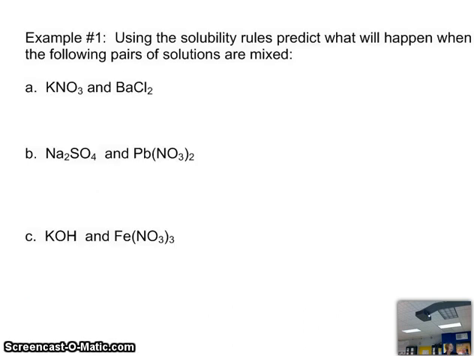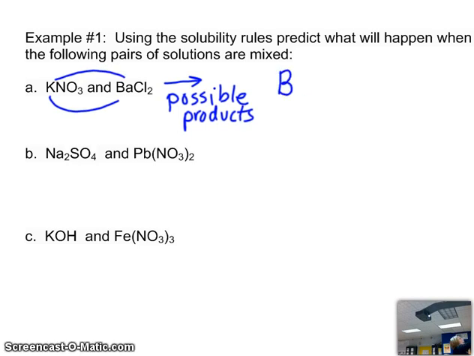Okay, so example number 1: use the solubility rules to predict what will happen when the following pairs of solutions are mixed. Two salt solutions always undergo double replacement. They undergo wife swapping. So your possible products are, again, they'll just wife swap. So the Ba will be with the NO3, and the K will be with the Cl. You just swap them first.